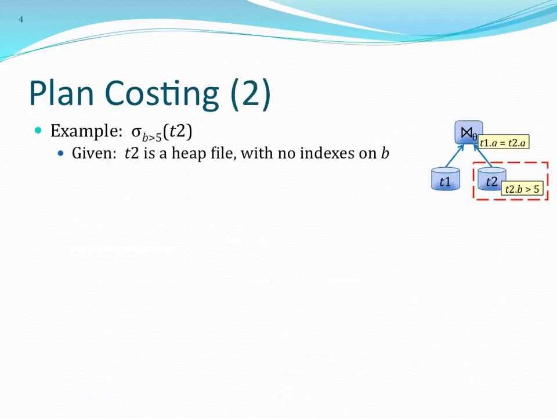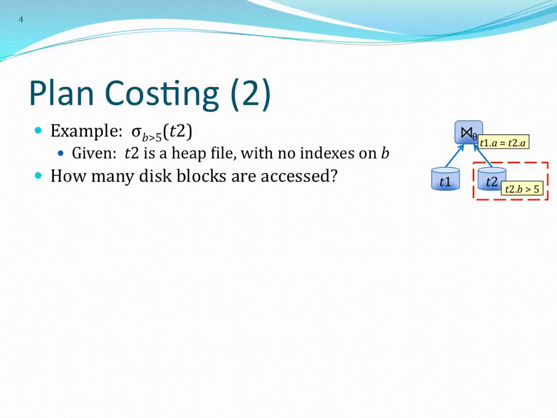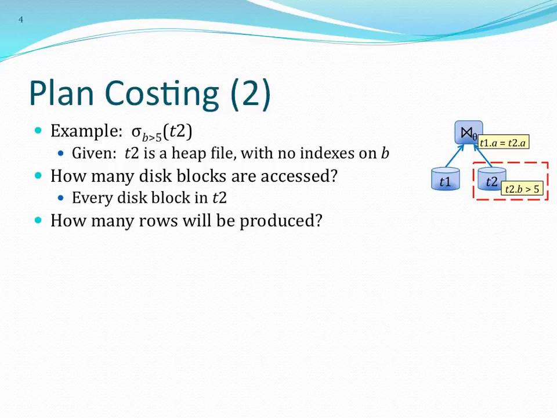Select b greater than 5 on T2. And so the two questions we asked: how many disk blocks are accessed? And hopefully everybody sees that we have to access all the disk blocks because we have an assumption about the storage format of T2 right now, that it is a heap file. Like if we had a sequential file, maybe we could come up with a better way of evaluating this query, b greater than 5, by looking in the file somehow and finding where the values start with 5 and then go from there. But since it's a heap file, we have to look at everything.